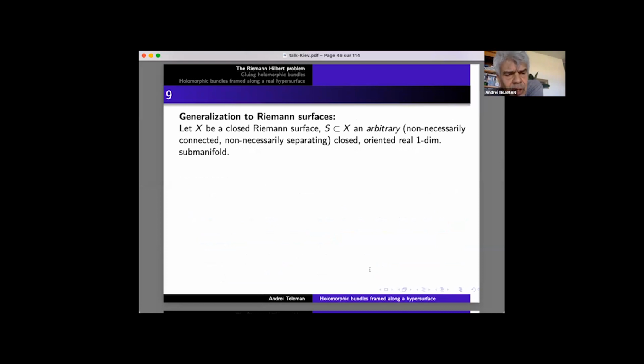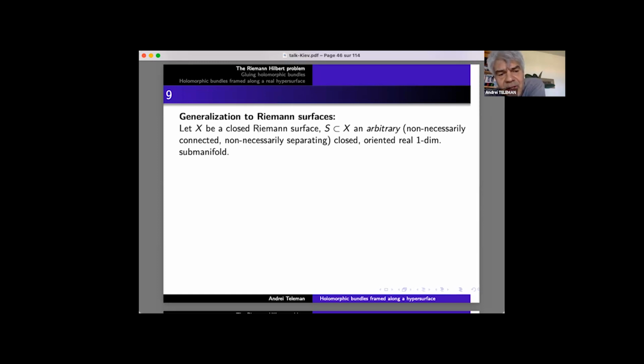Okay, so generalization to Riemann surfaces. This is also a thing which, in my opinion, was very natural to do, and I didn't see it in the literature. One can generalize everything to a closed Riemann surface, not necessarily P1, and S in X arbitrary. This is new. Generalization to Riemann surfaces I saw in the literature. But then by tradition, S is always assumed to be a separating curve. Now, one can consider an arbitrarily oriented curve; of course, every closed curve is orientable. Here I orient it, which means I orient every connected component.